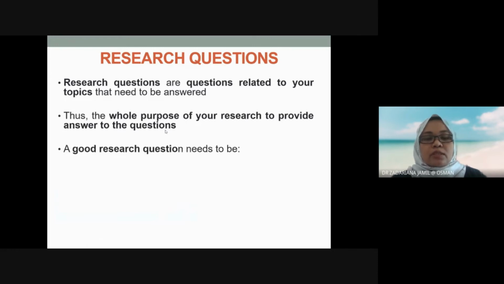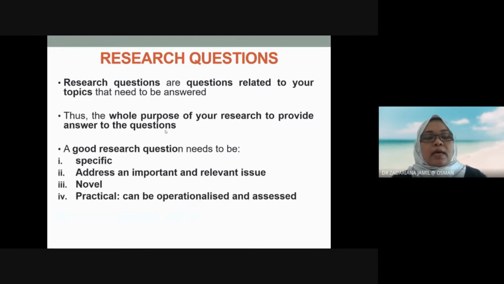Okay, a good research question needs to be specific, address an important and relevant issue, be novel and also practical, which means it can be operationalized and assessed. So a good research question can be assessed and evaluated, and it is within a reasonable scope, a reasonable area for your research.